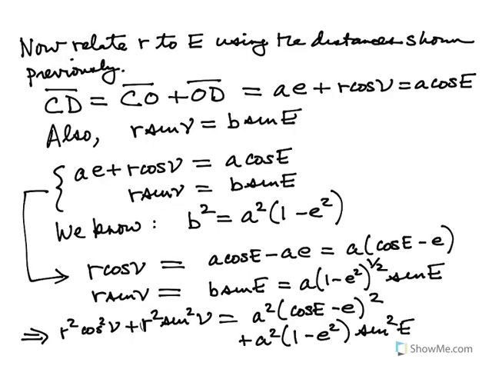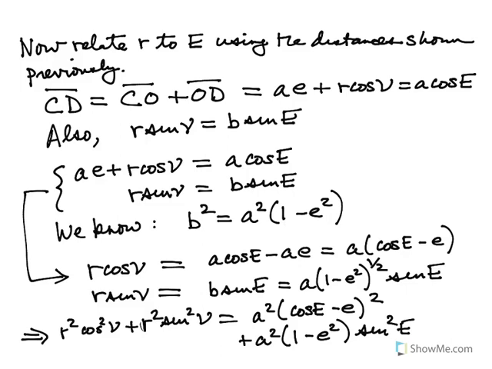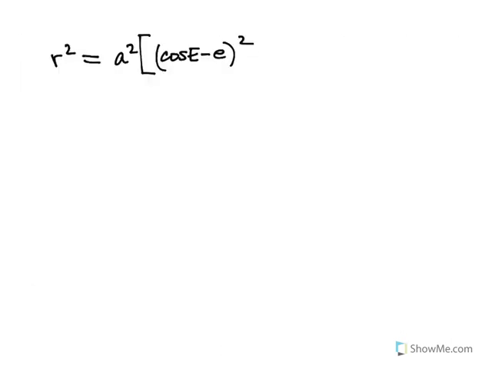So now let's look over here. We've got a squared that comes out of the whole thing. So we wind up with a squared times cosine of E minus little e squared. That's the first part. And then we've got plus 1 minus e squared sine squared E. So now let's expand out the entire right-hand side of this.